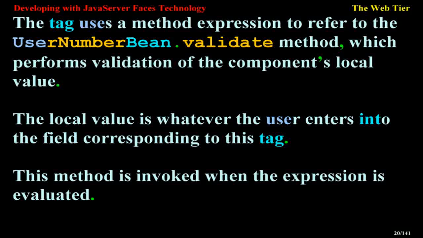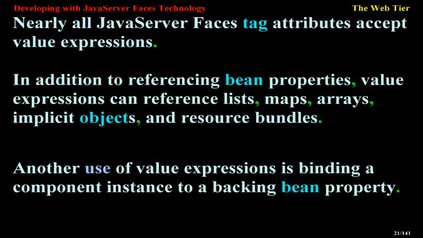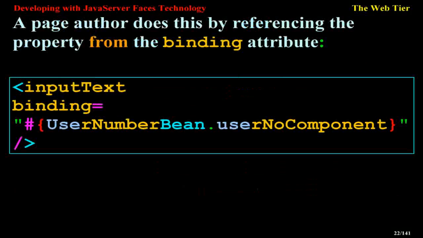In addition to referencing bean properties, value expressions can reference lists, maps, arrays, implicit objects, and resource bundles. Another use of value expressions is binding a component instance to a backing bean property. A page author does this by referencing the property from the binding attribute: input text binding equals user number bean.